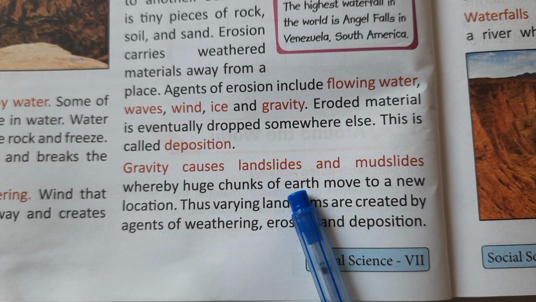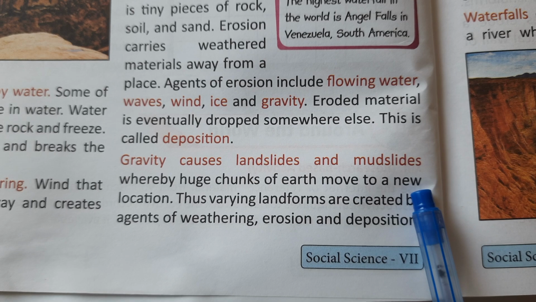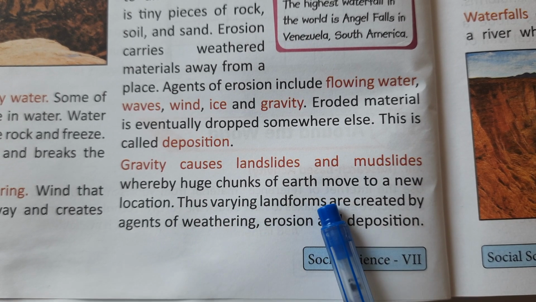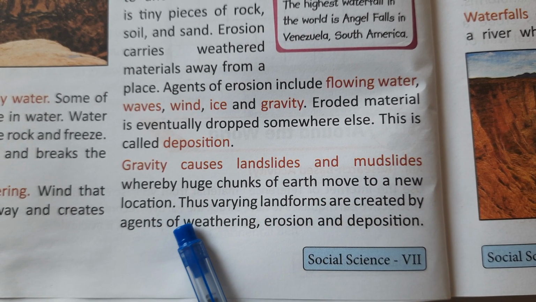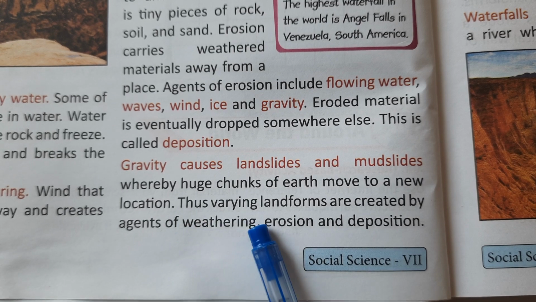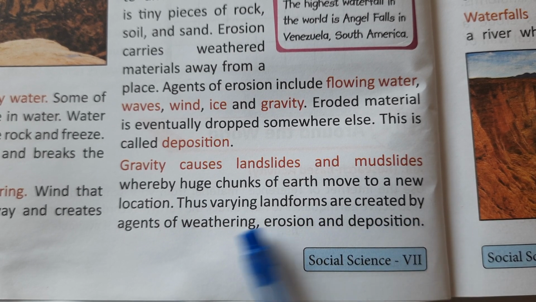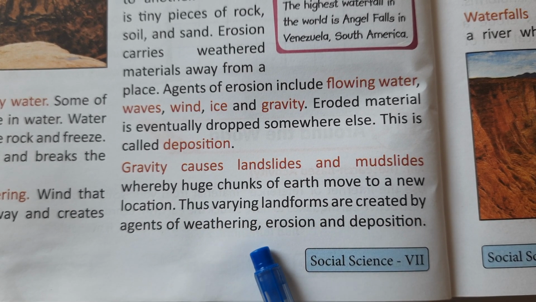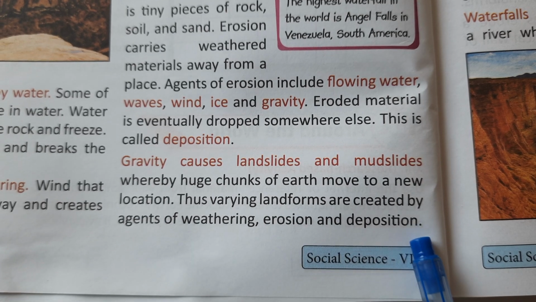Gravity causes landslides and mudslides, whereby huge chunks of earth move to a new location. Thus, varying landforms are created by agents of weathering, erosion, and deposition.